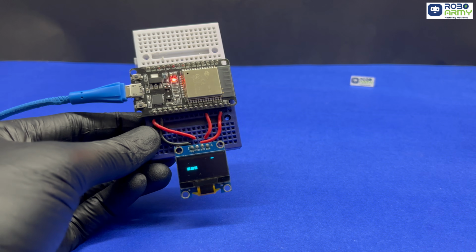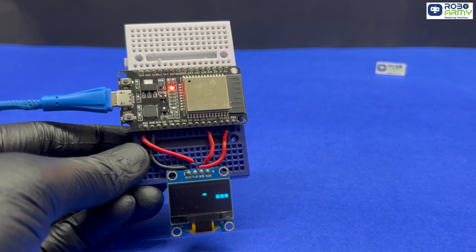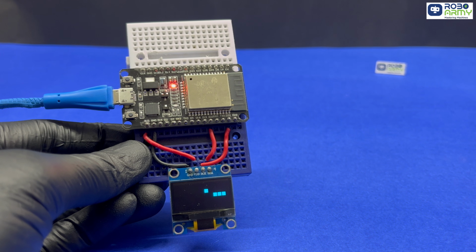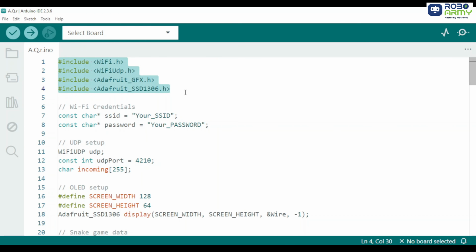Now let's move to the receiver ESP32, which receives the direction updates and displays the snake game on an OLED screen. Open the receiver code file. Step 1. Include libraries. WiFi and WiFiUDP handle network communication. Adafruit_GFX and Adafruit_SSD1306 are used to draw on the OLED display. Step 2. Define Wi-Fi and UDP variables. Same as before, set Wi-Fi credentials and UDP port. Incoming is the character array to store the received direction.